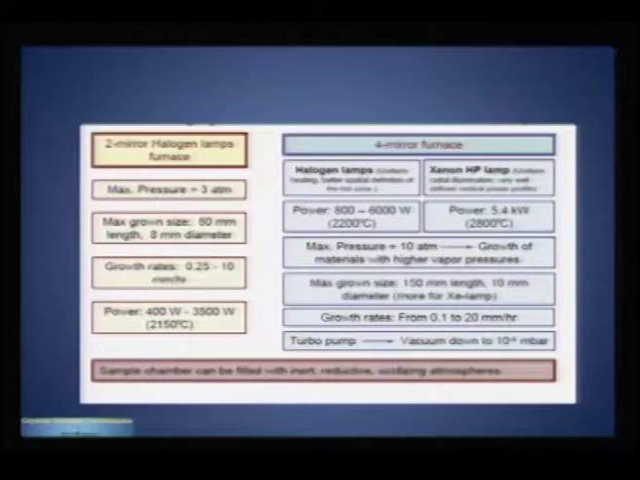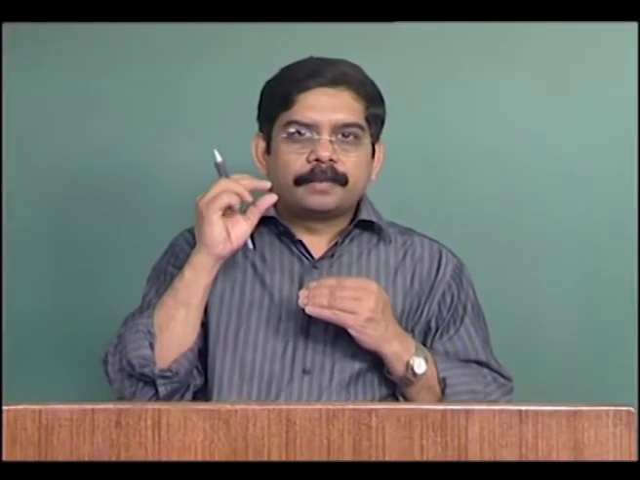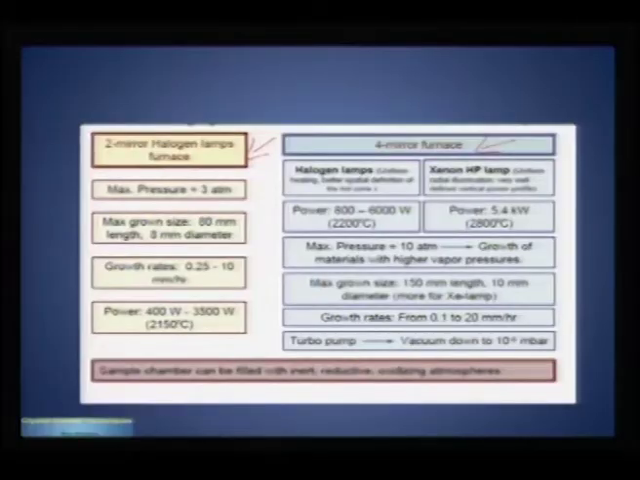Now to bring about proper melting at the interface, there are different arrangements that are possible. One is called a 2-mirror halogen lamp furnace. You can also have a 4-mirror halogen lamp furnace, and the whole idea in this floating zone technique is to make sure that it is melting the zone in a very precise way without creating any temperature gradient over a large area. So a lot of refinement has come into the picture in this floating zone technique.